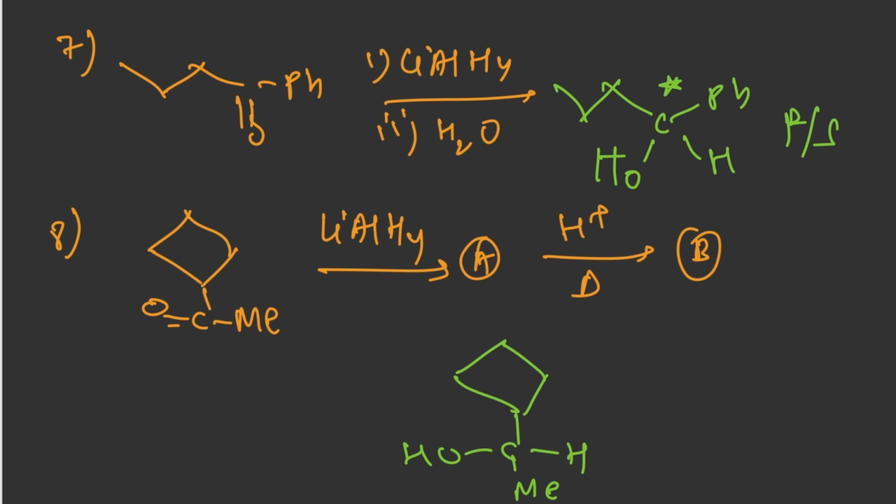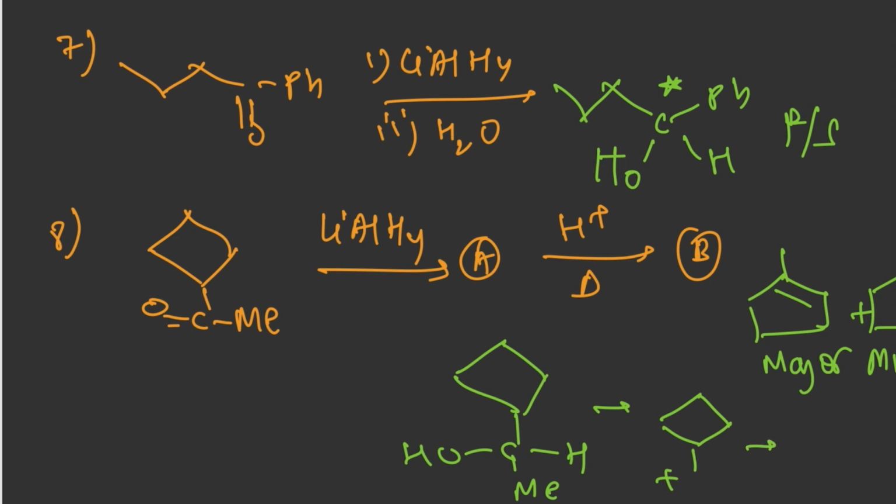Now this compound on dehydration of alcohol in acidic medium will form two products, this is major and this is minor. How will it form two products? First of all, a carbocation will form. Now the carbocation will rearrange to this compound. Now it will form two products.